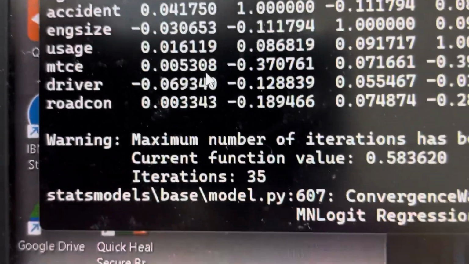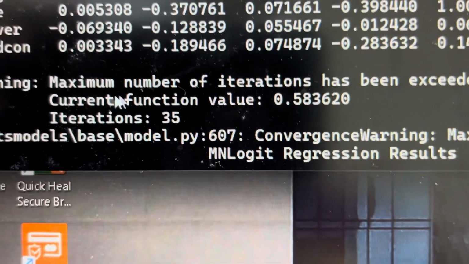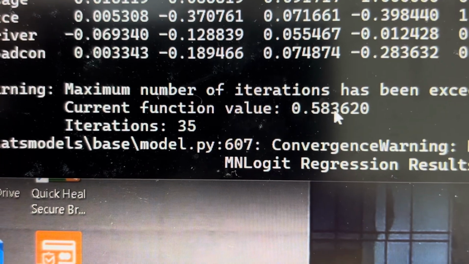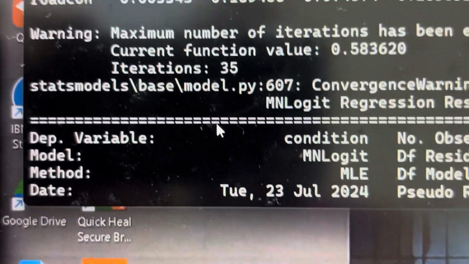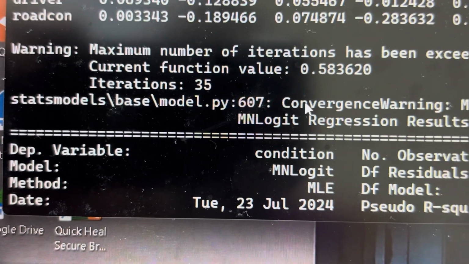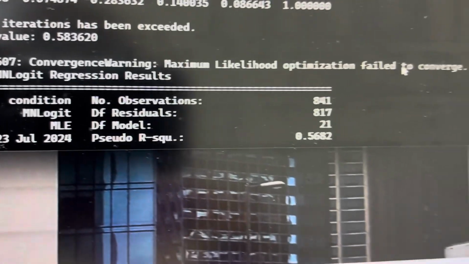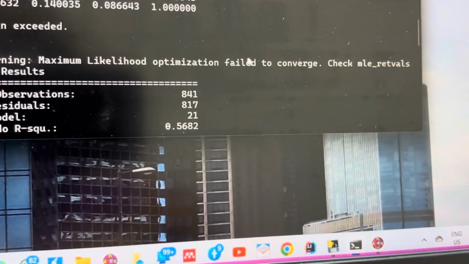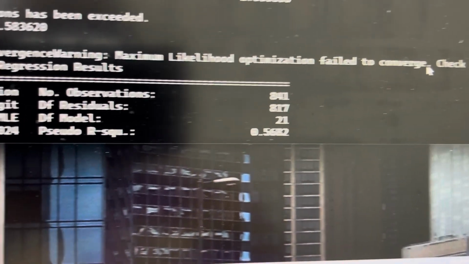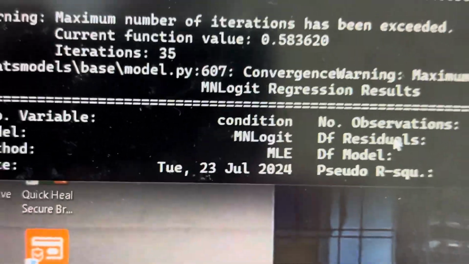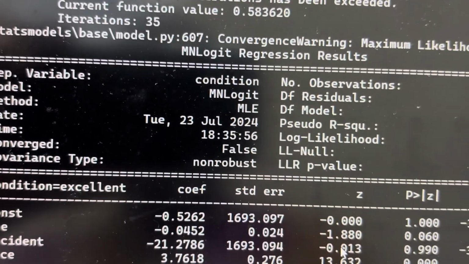Now, warning: the maximum number of iterations has been exceeded here. Current function value is 0.583620, and iterations is 35. The convergence warning says maximum likelihood optimization failed to converge, check MLE. But that warning is not fatal to our analysis.